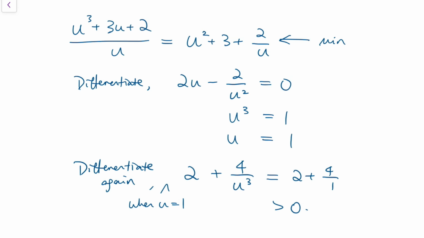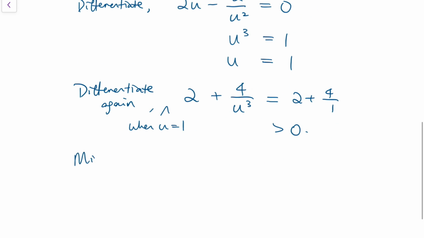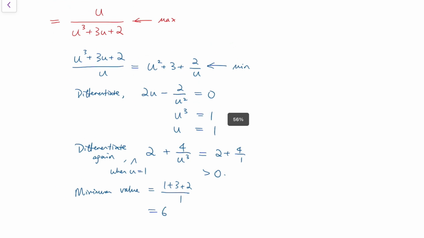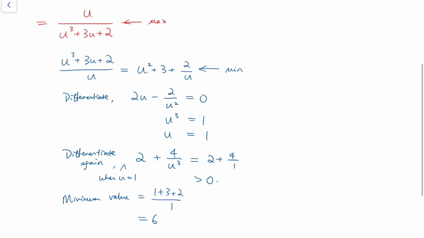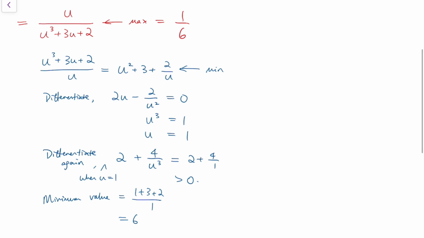So that means the minimum is obtained when u equals 1, so the minimum value equals 1 plus 3 plus 2 over 1, and that's equal to 6. So given that the reciprocal has a minimum of 6, that means the maximum value is the reciprocal of that, which is 1 over 6. So that's the first way to find the maximum.